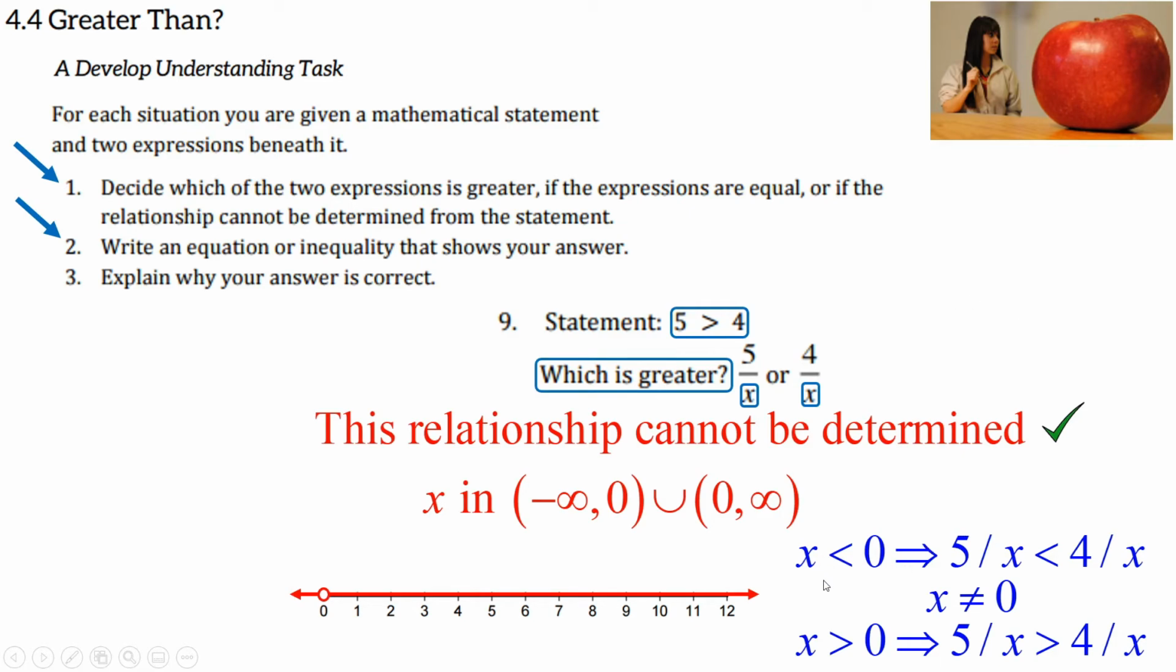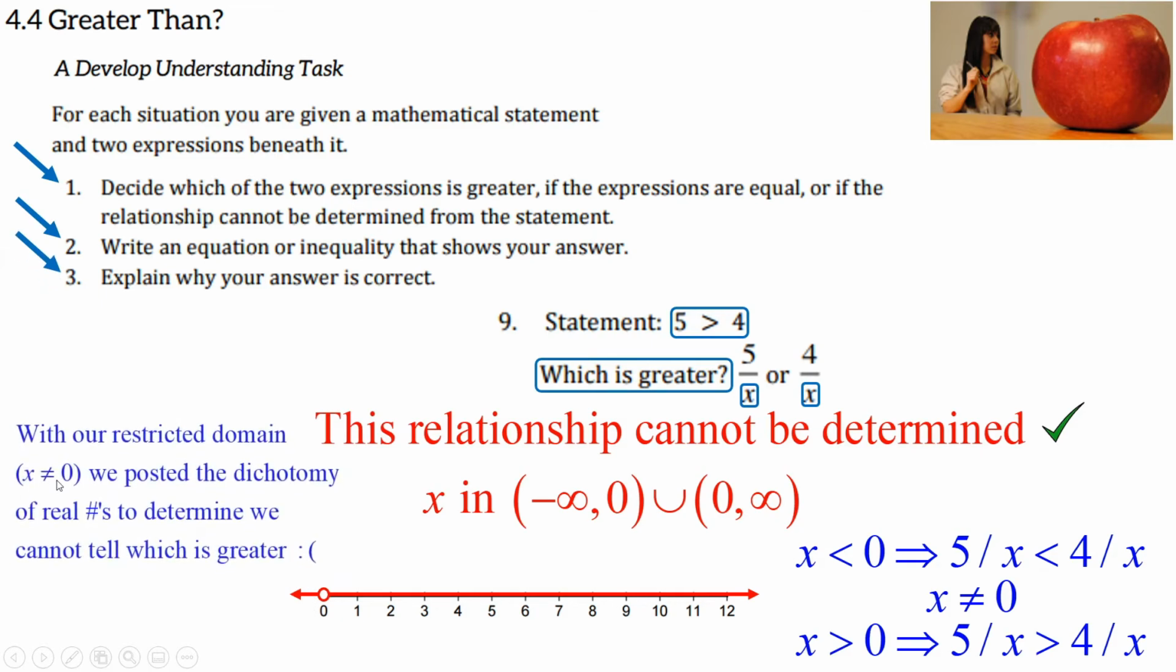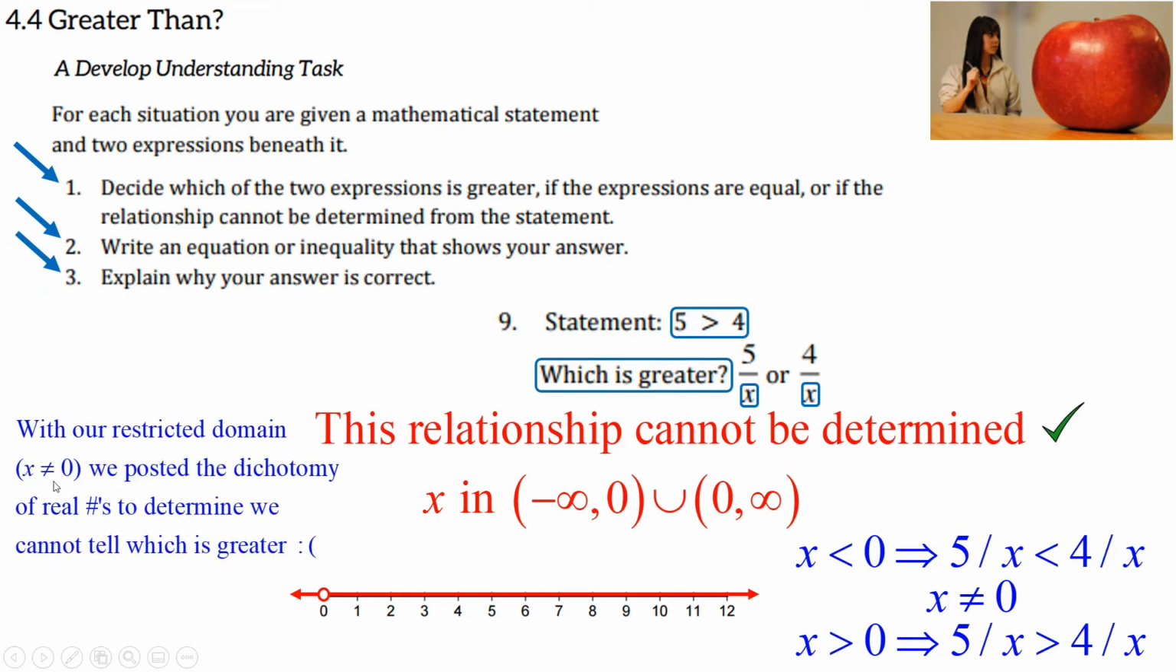Now remember, in this one, x can be less than 0 or x can be greater than 0. That's the dichotomy. There are two possibilities here. So with our restricted domain where x cannot equal 0, we posted the dichotomy of real numbers to determine we cannot tell which is greater.